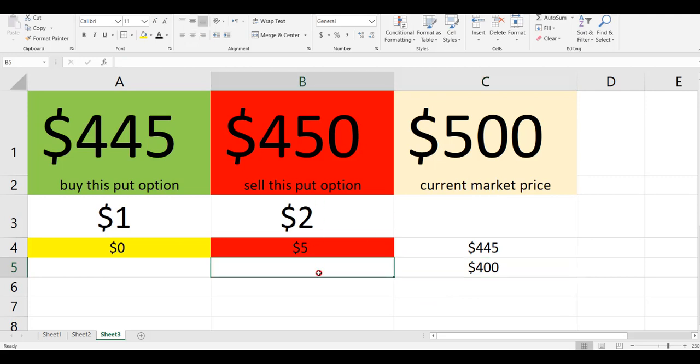This option here at expiration is going to be worth $450 minus $400. So it's going to be worth $50. So you collected $2 initially, and now you have to buy it back for $50. So that's a big loss times 100.